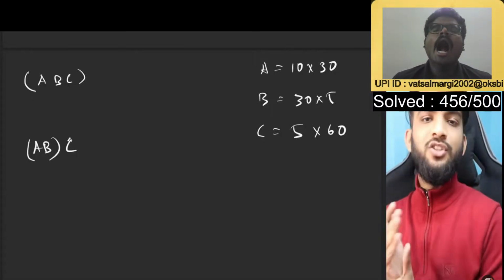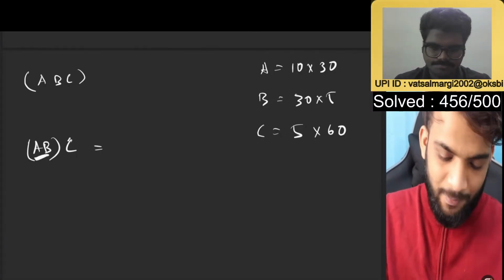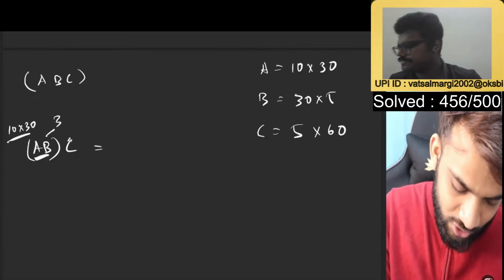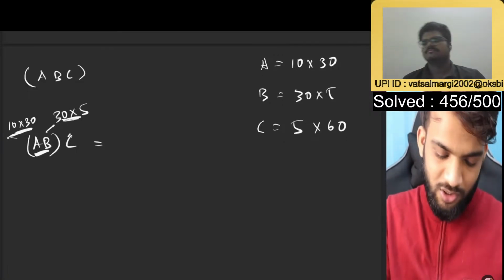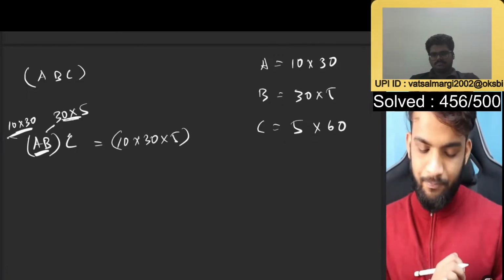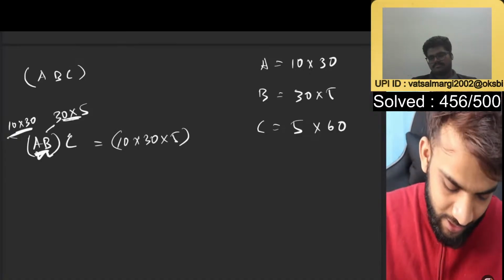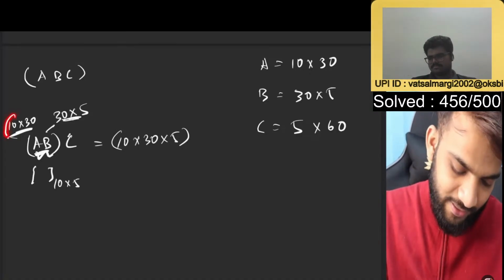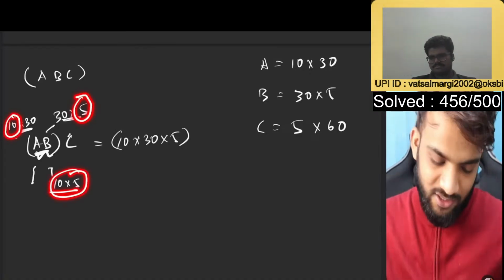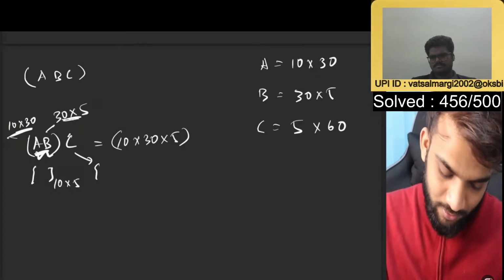That makes sense. So if I do the multiplications this way, let's see what the number of operations will be. If I'm multiplying AB, that's 10 cross 30, and B is 30 cross 5. So the number of operations is 10 cross 30 cross 5. Agreed? So what will AB give? AB will give a matrix of 10 cross 5, because this is 10 and this is 5. What is C? C is nothing but 5 cross 60.